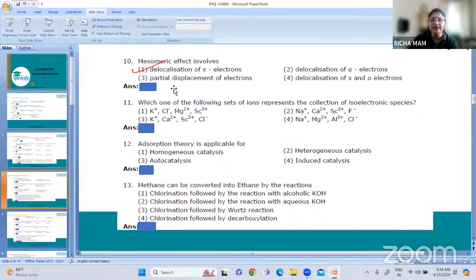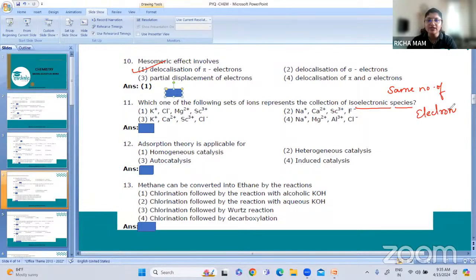Which one of the following sets of ions represents the collection of isoelectronic species? Now, what do you mean by isoelectronic species, students? Isoelectronic species are those species which have the same number of electrons. So the number of electrons is the same. Can you tell me which is the correct set of isoelectronic species here?